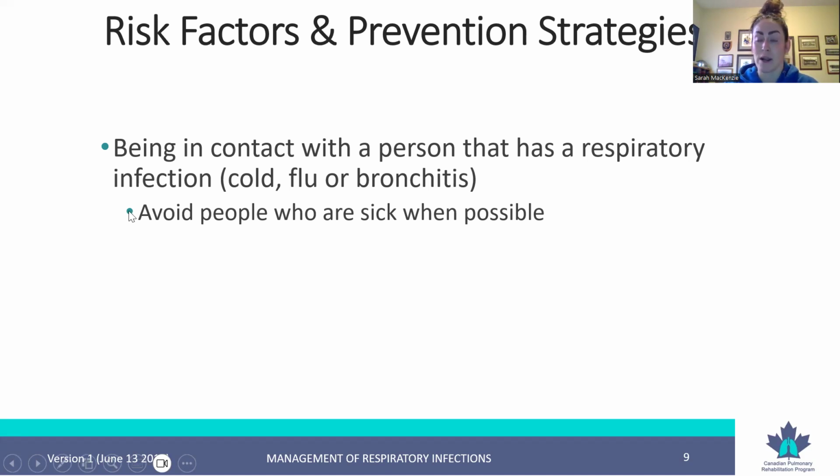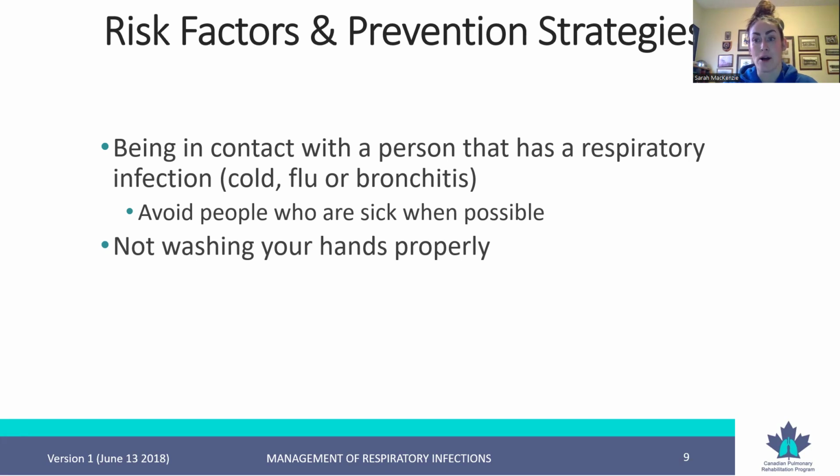Grandkids is a tough one, right? We want to be around our grandkids and our family, the people that we love. But if they're sick, that's a huge risk for us, especially when we're talking about slowing the progression of our lung disease. So if you do have to be around people that are sick, avoid a lengthy time of direct contact and wash your hands a lot. Washing your hands has always been and will continue to be the best thing you can do to reduce your risk of infection.